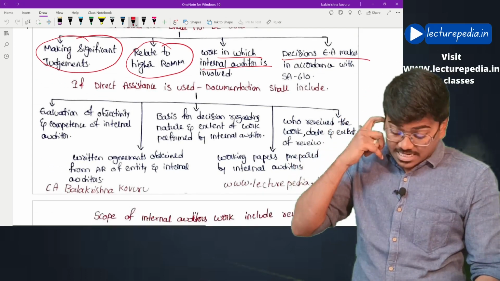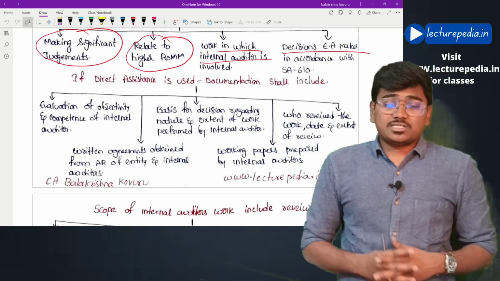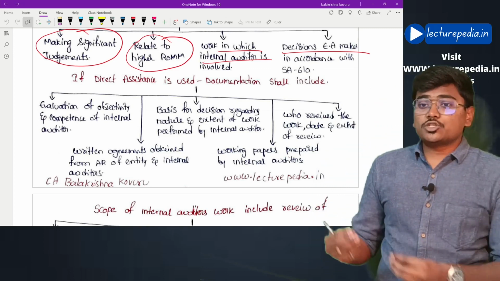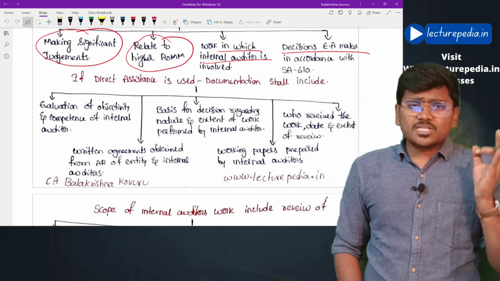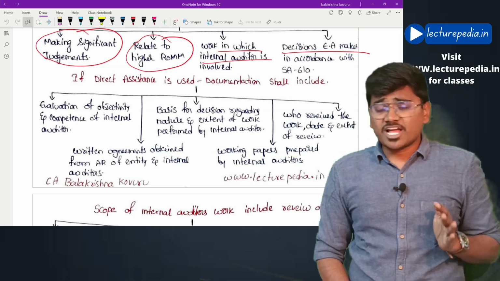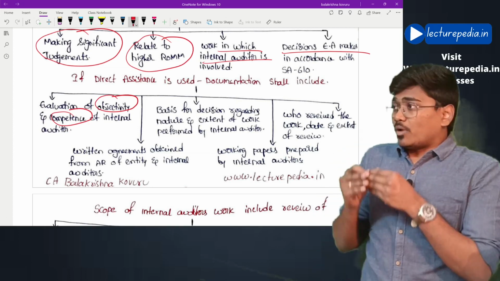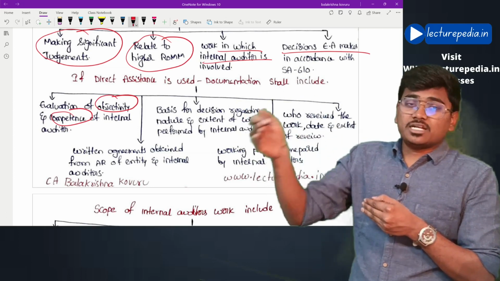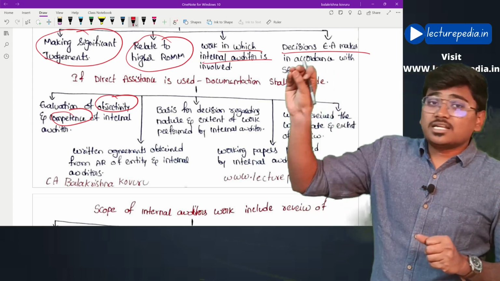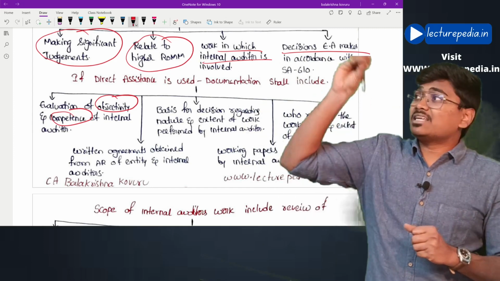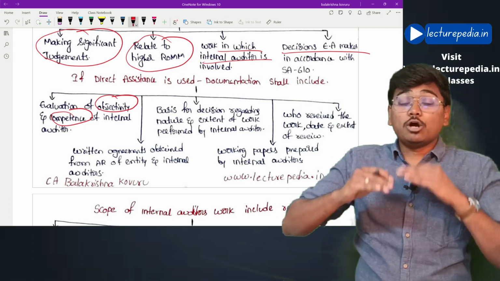Hope this is clear. Next, if direct assistance is used, then in the documentation that the external auditor prepares, these 5 items should be present. First one, how the external auditor has evaluated the objectivity and competence of the internal auditor. While you decide to use the internal auditor for providing direct assistance, you have to evaluate whether the internal auditor can act objectively and whether he is competent enough to perform this work or not. How you have evaluated this?